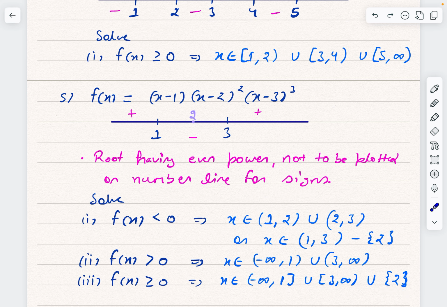I hope it makes sense. If not, just rewind it and then go to the next problem.